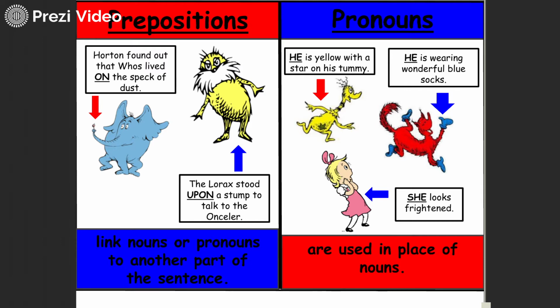He is wearing wonderful blue socks. He is a fox. He has a name as well, but he takes place of those names, and he is a pronoun. She looks frightened. I believe that's Cindy Lou Who. She has a name. She is a person. She is a girl. She's a female, but the pronoun she takes the place of that.